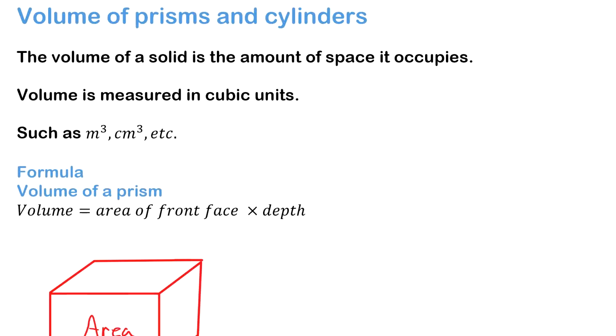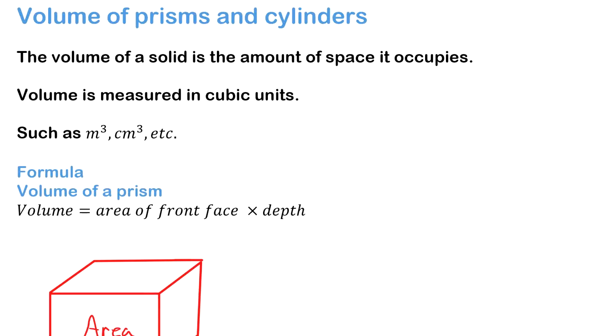In this video, we're looking at volume of prisms and cylinders. So the volume of a solid is the amount of space it occupies. And we use cubic units to represent volume, such as meters cubed, centimeters cubed, millimeters cubed, etc.